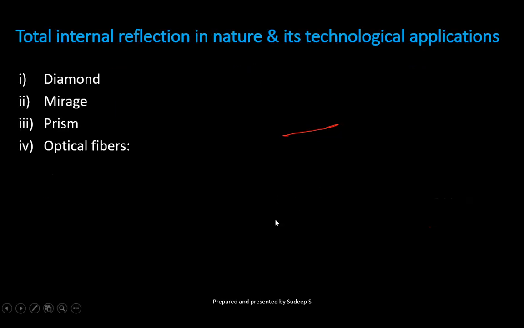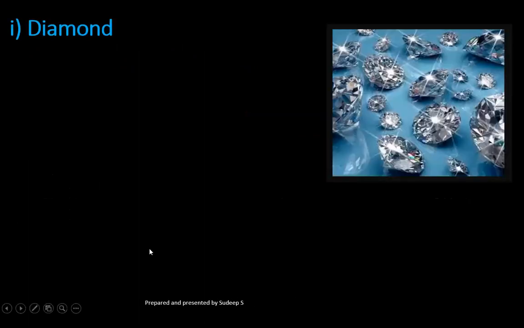Let us see some applications of total internal reflection in nature. Okay, so diamond, mirage, prism, and optical fibers. So in the case of diamond, as we know, the brilliance of diamond, its sparkling, shiny nature, why is that? The reason you will come to know now is that it is because of total internal reflection.